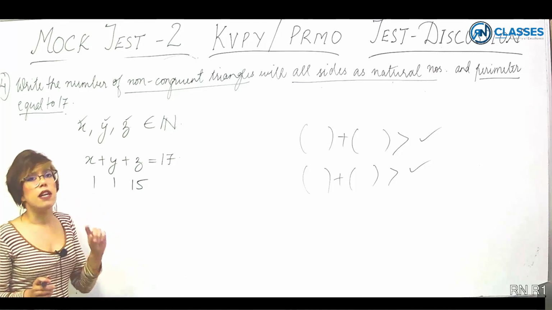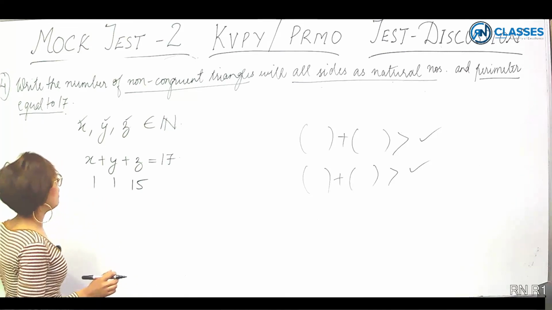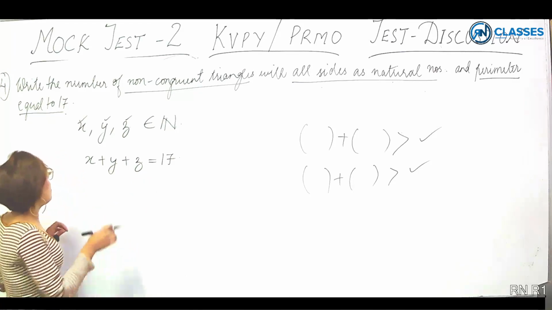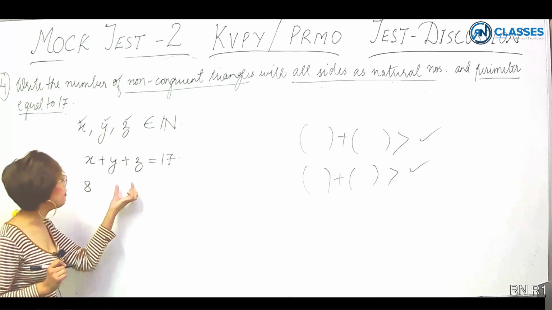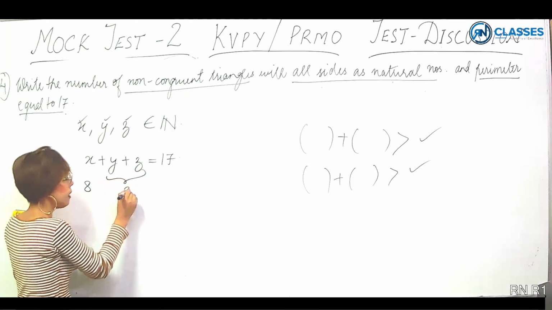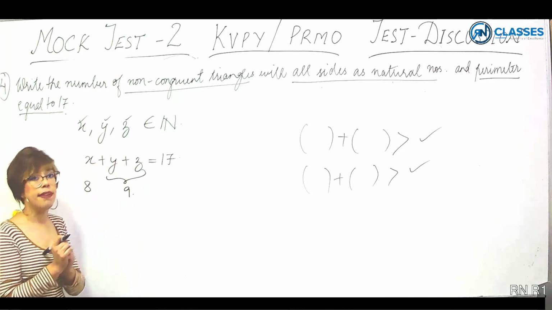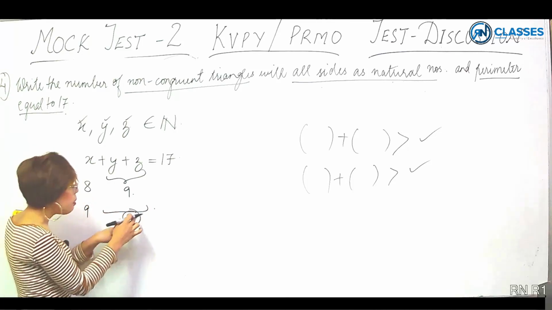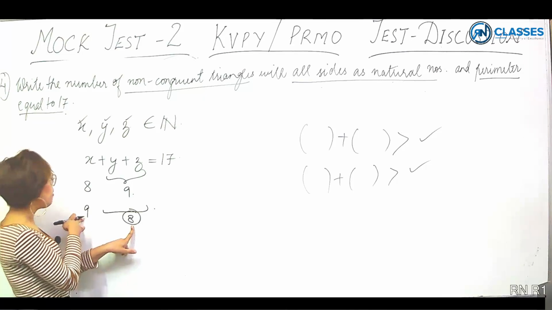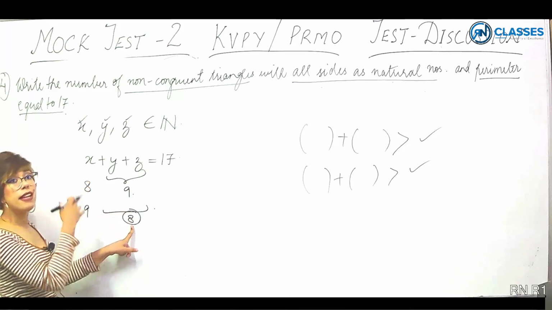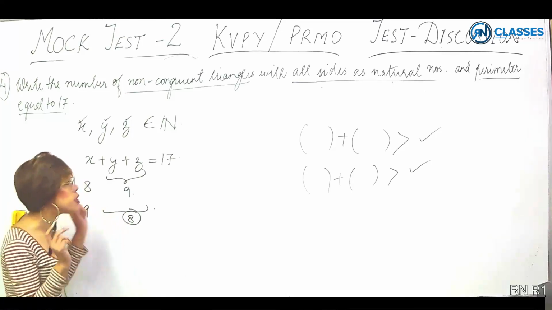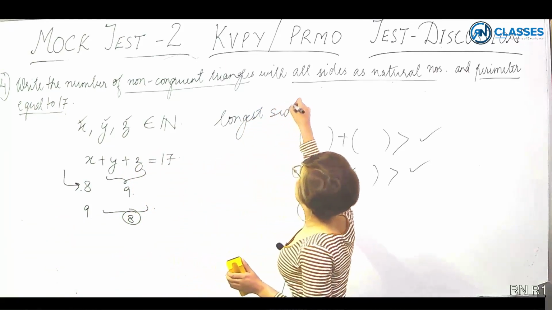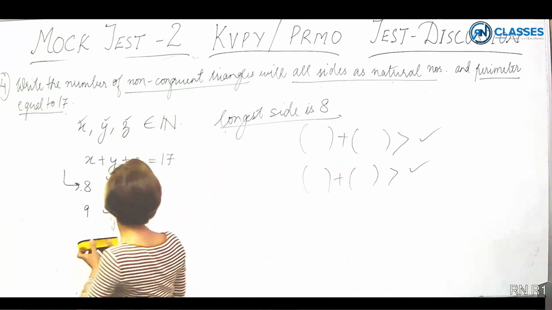So, if I want to make a better case, I will locate the longest side which is possible, the longest side of the triangle. Let me say I take x to be 8, the sum of the other two sides is 9. The sum of these two sides is greater than the third one. Perfect. Now, if I take x to be 9, the sum of the other two sides is 8, which is not greater than that one. So x equal to 9 is rejected, x equal to 10 is rejected, x equal to 11 is rejected, and so on. The longest side which is possible is 8.